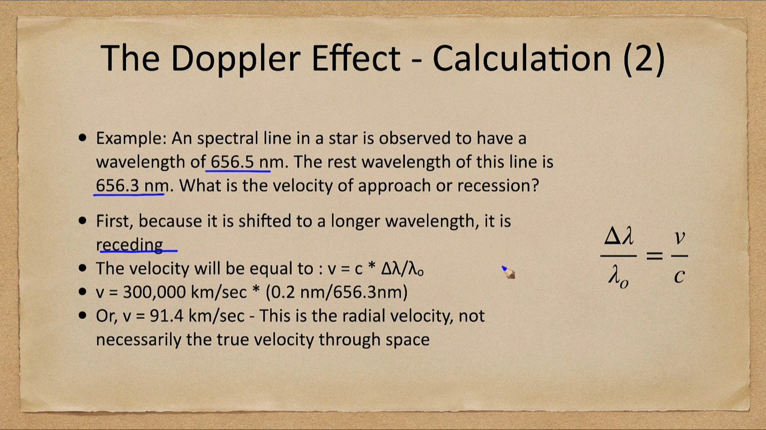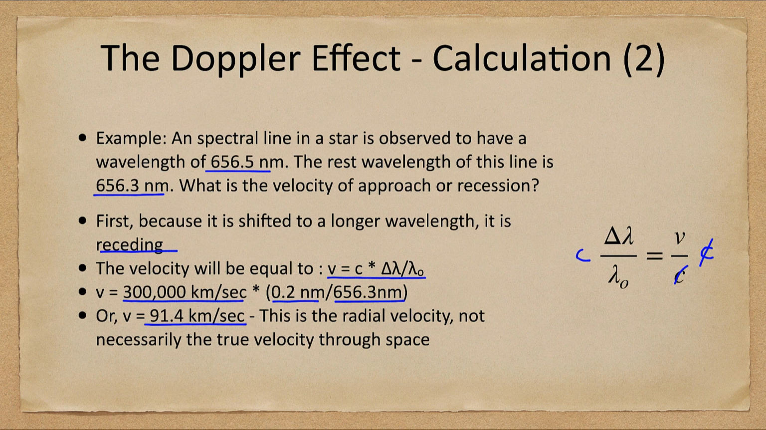Now what we want to do is rearrange this equation to solve for the velocity. If we multiply both sides by c, then the c's cancel, and we have an equation for the velocity, which equals c times the change in wavelength divided by the wavelength at rest. V equals c, which is 300,000 kilometers per second, times 0.2 nanometers, a very small amount, divided by that rest wavelength of 656.3 nanometers.